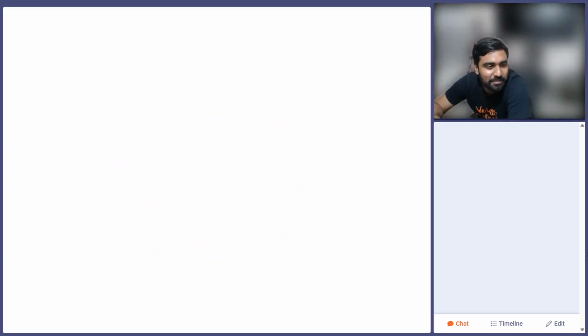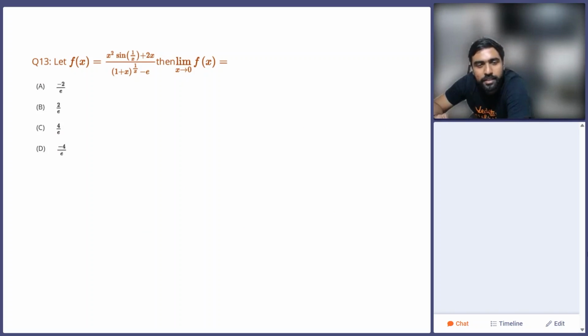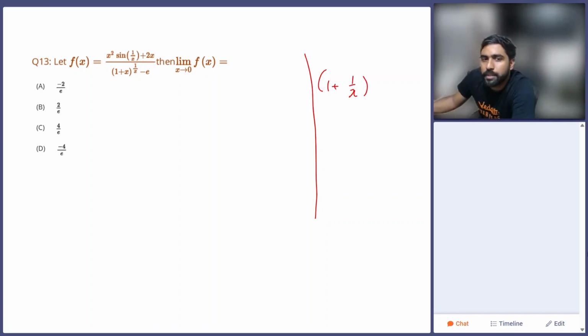Moving on. What do we have? We have f of x equals x square into sine 1 by x plus 2x upon 1 plus x power 1 by x minus e, over 1 plus x power 1 by x. There's a standard limit, a standard idea that you should know. I'll give you a quick idea. There's an expansion for 1 plus x power 1 by x. I don't have a direct expansion for this, but I can take e power ln of 1 plus x power 1 by x, take the 1 by x outside and write it as e power 1 upon x into ln 1 plus x.